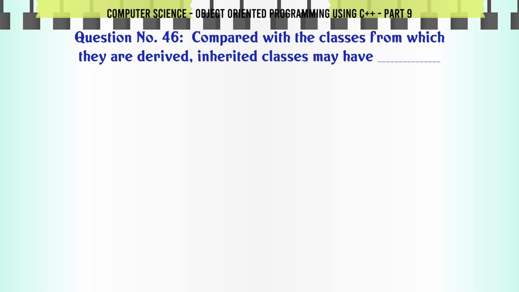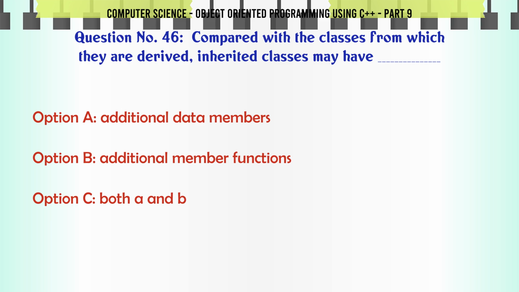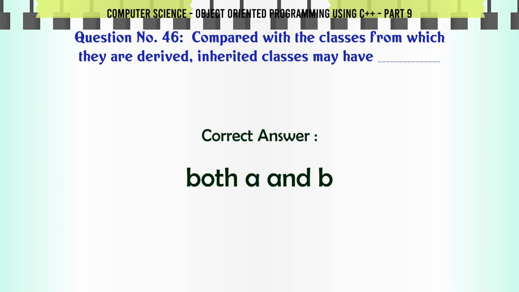Compared with the classes from which they are derived, inherited classes may have: A. additional data members. B. additional member functions. C. both A and B. D. neither A nor B. The correct answer is both A and B.